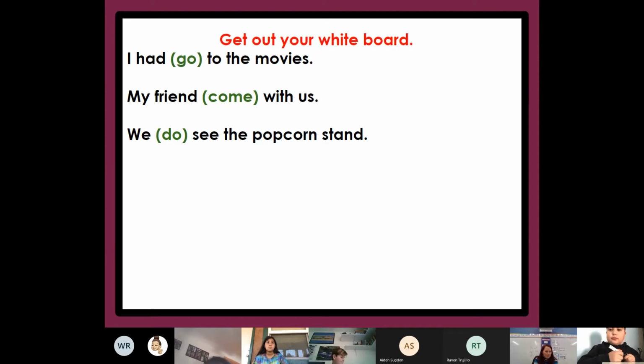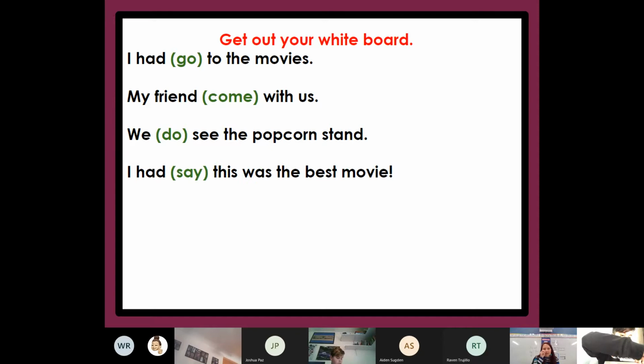Okay, let's see. Riley, what did you put for the past tense of do? I put we did see the popcorn stand. Okay, we did, because there's not a helping verb before the verb. And in the chart, if you look at the present tense where it says do, the irregular past tense would be did. We did see the popcorn stand. So if you have did, you can put a little check mark or a star next to it.